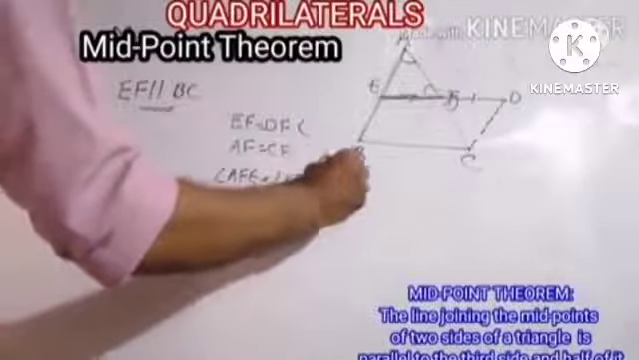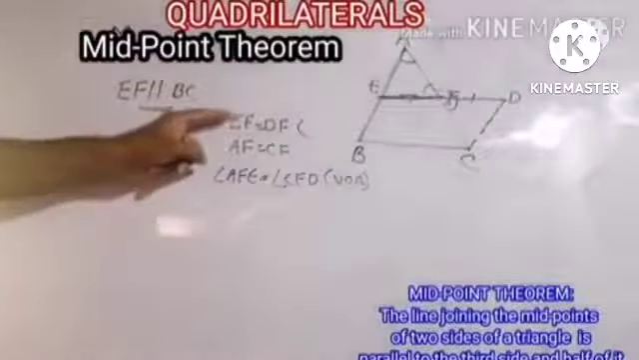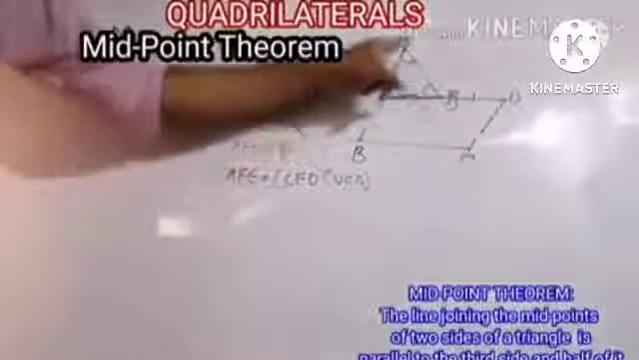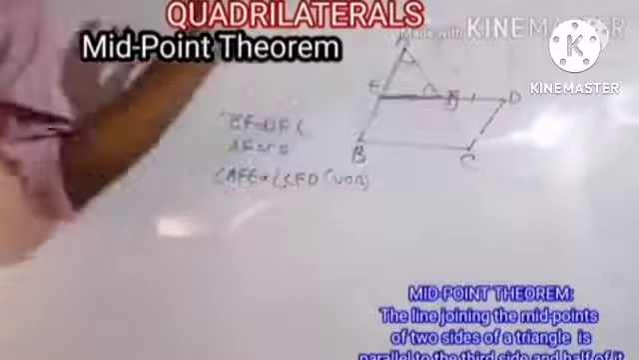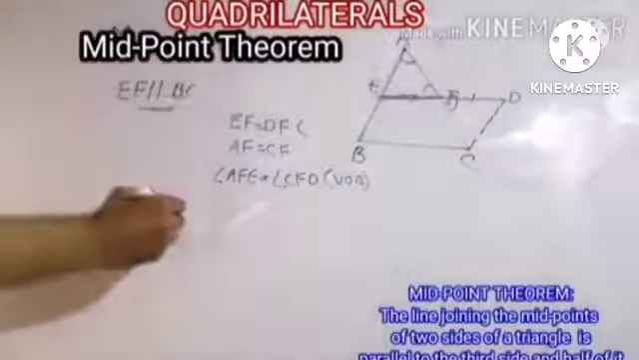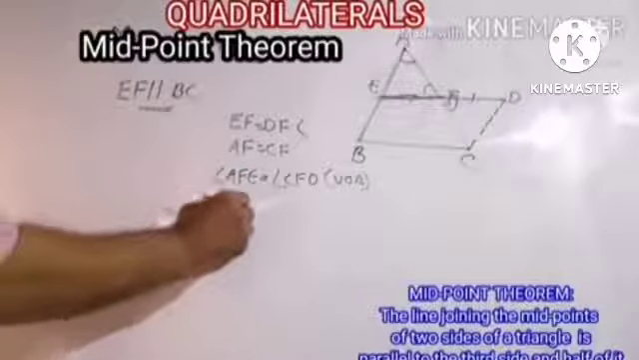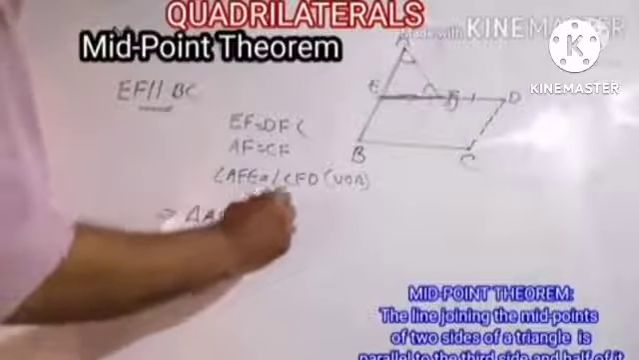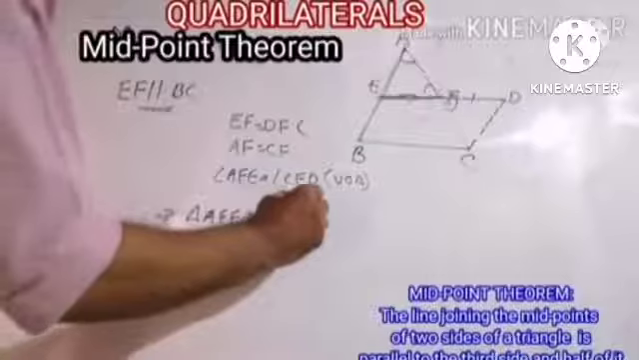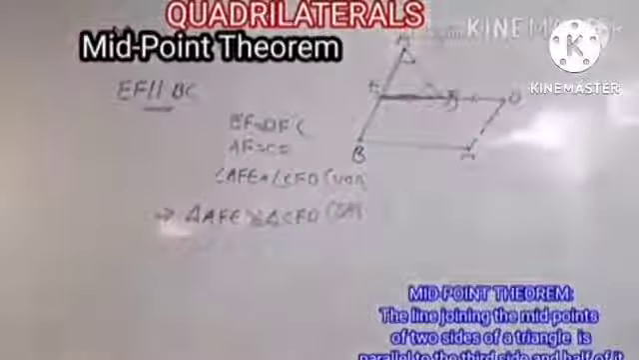Result, vertically opposite angles. Now we have two sides and one included angle. Two sides and the included angle are equal in two triangles, then we can say that the triangles are congruent. Which implies triangle AFE is congruent to triangle CFD by SAS congruency.